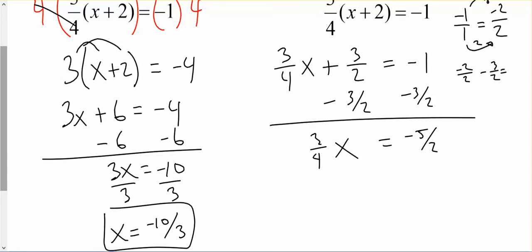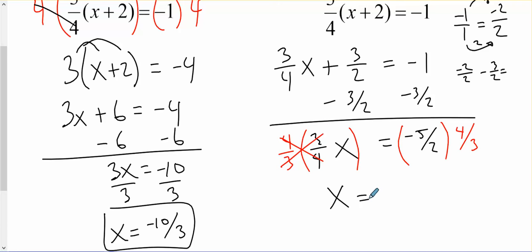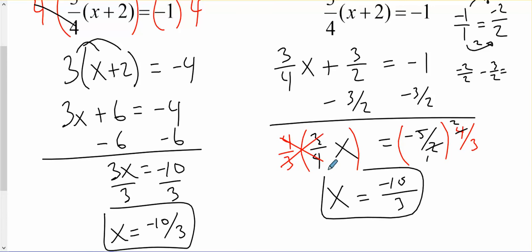What's the inverse of multiplying by 3/4? Dividing by 3/4, which is the same as multiplying by its reciprocal. What happens over here? They simplify out, they become 1's. X equals, this can simplify here, 2 goes into 2 once, 2 goes into 4 twice. 5 times 2 is -10, and 1 times 3 is 3. So either way we'll get the same thing.